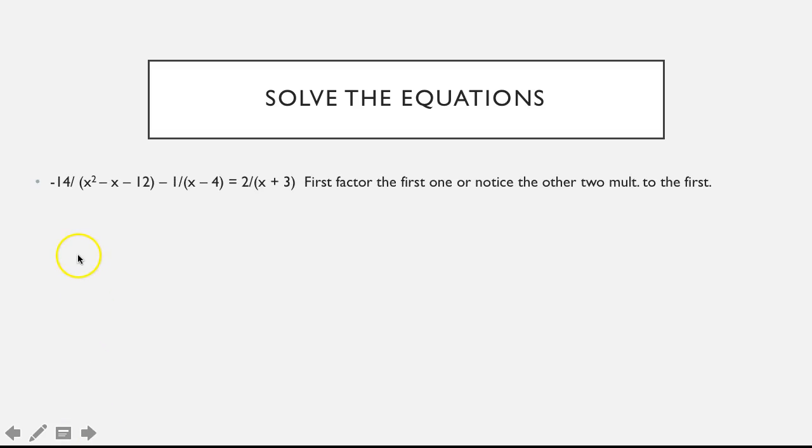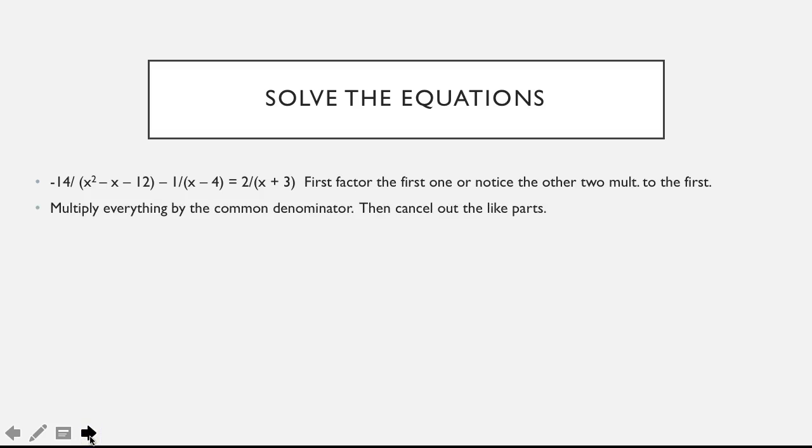Solve the equations. So you have negative 14 divided by x squared minus x minus 12, minus 1 divided by x minus 4, equals 2 divided by x plus 3. First, you either need to factor the first one here, or you need to realize that x minus 4 times x plus 3 multiplies to this one. That way you can figure out the common denominator, which is x squared minus x minus 12, or x minus 4 times x plus 3. You're going to multiply everything by the common denominator, and then cancel out the like parts.